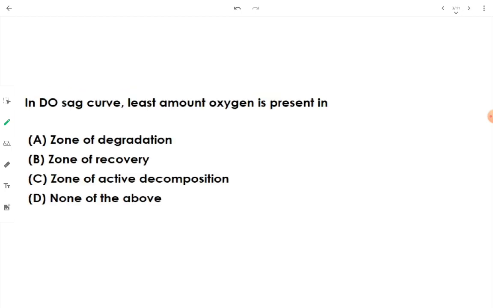Then in DO sag curve, least amount of oxygen is present in. Is it zone of degradation or recovery or active decomposition? Let's see along with the diagram. See, there are total 5 zones. Okay, 1, 2, 3, 4 and 5. The first zone is the clear water zone. Wastewater is yet to be mixed with the clear water.